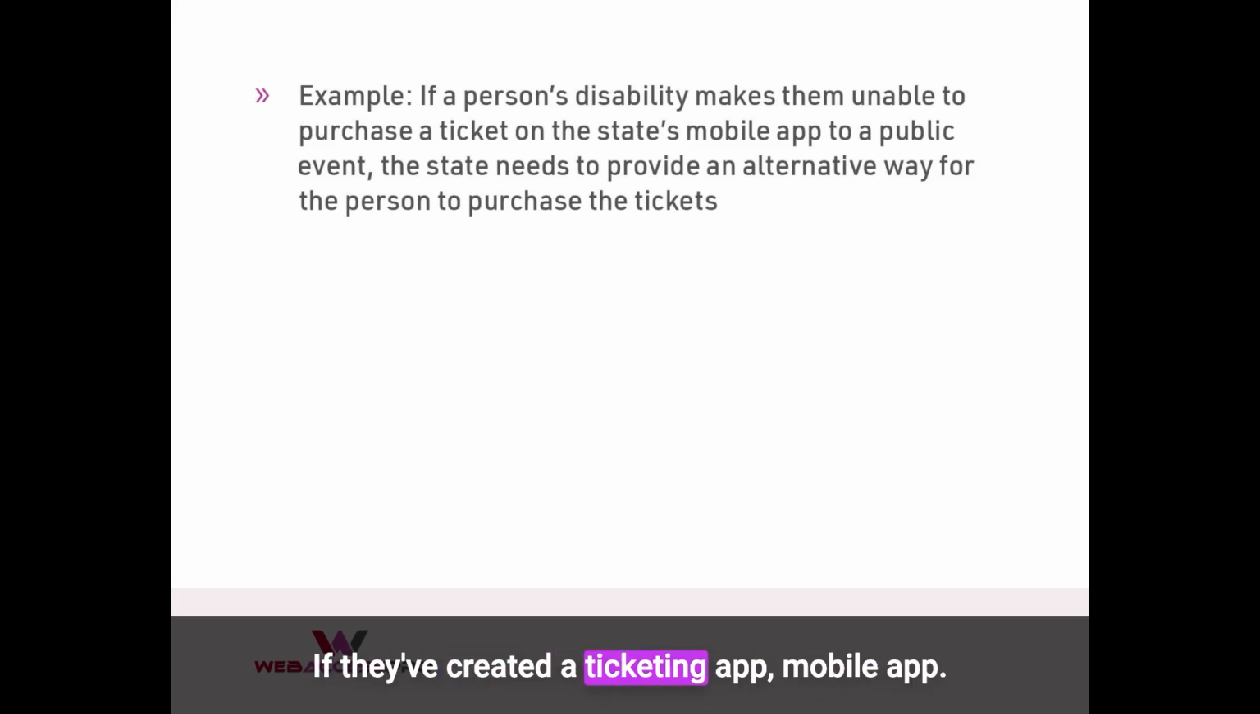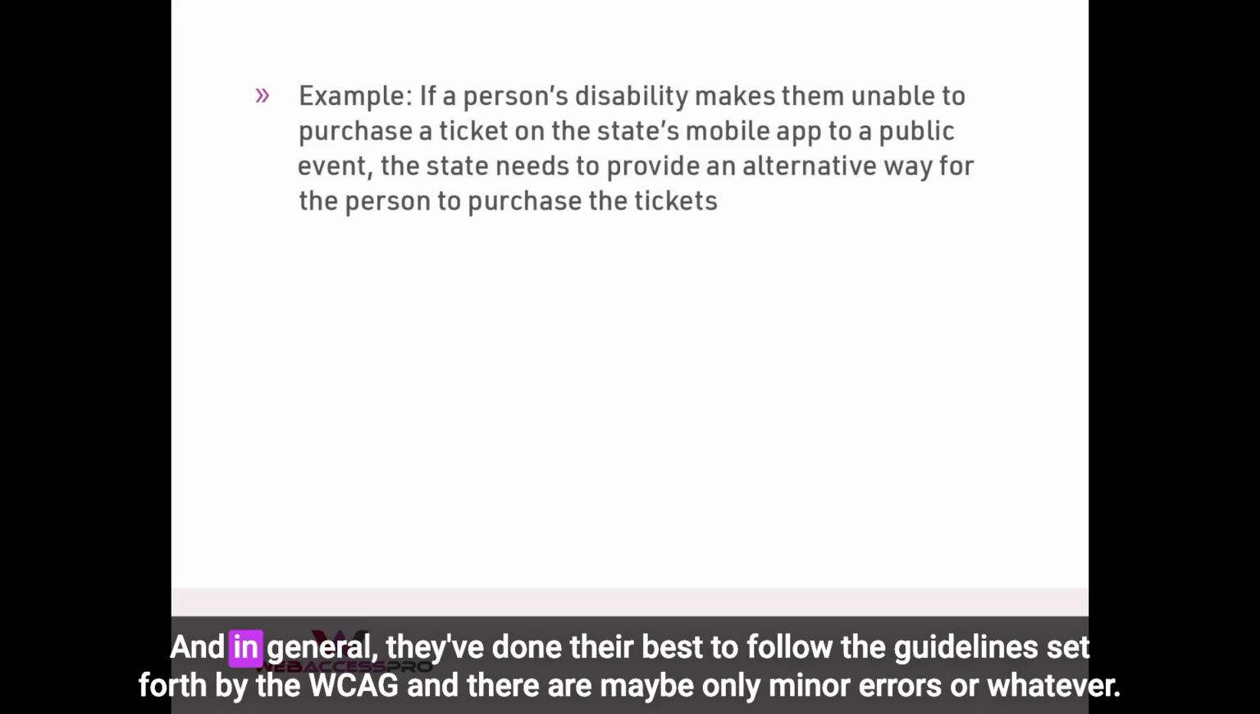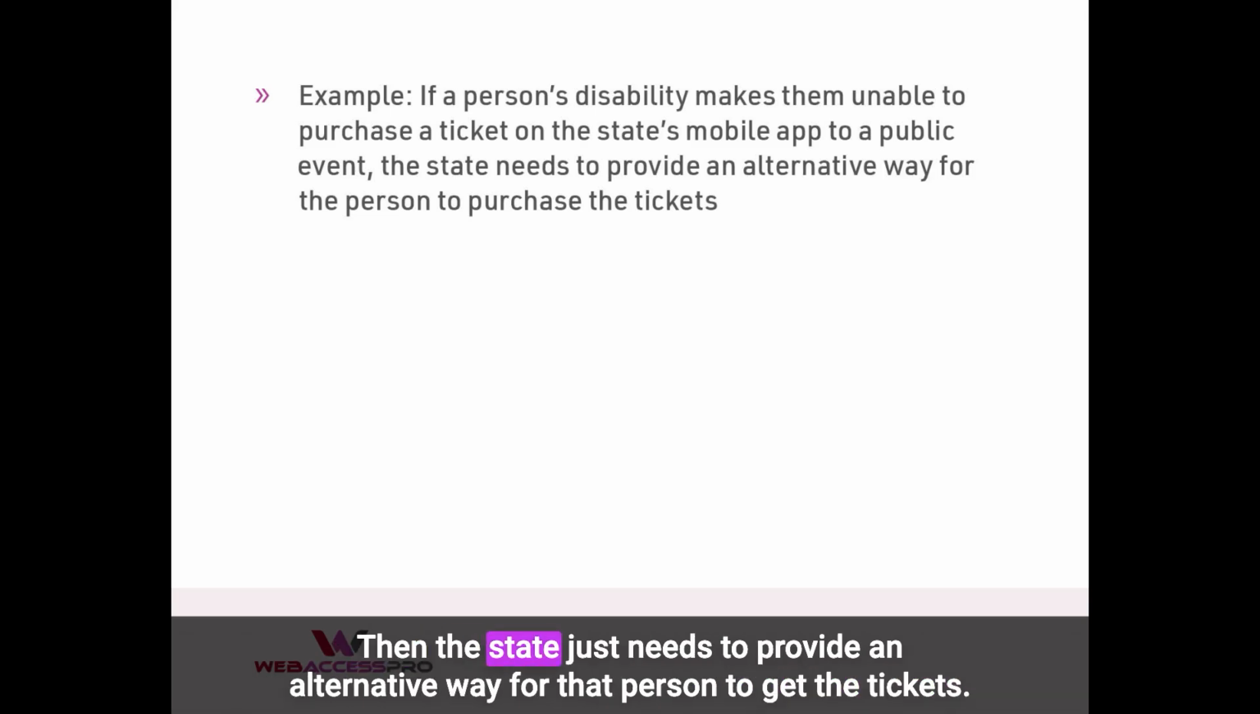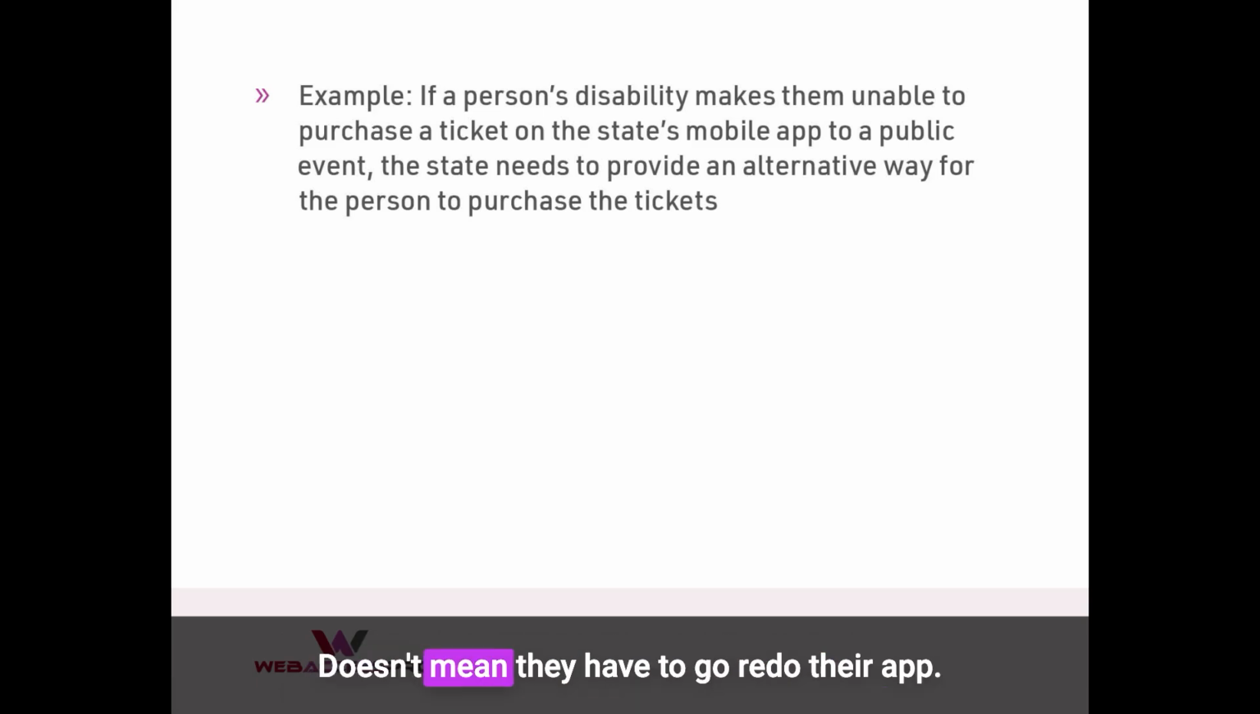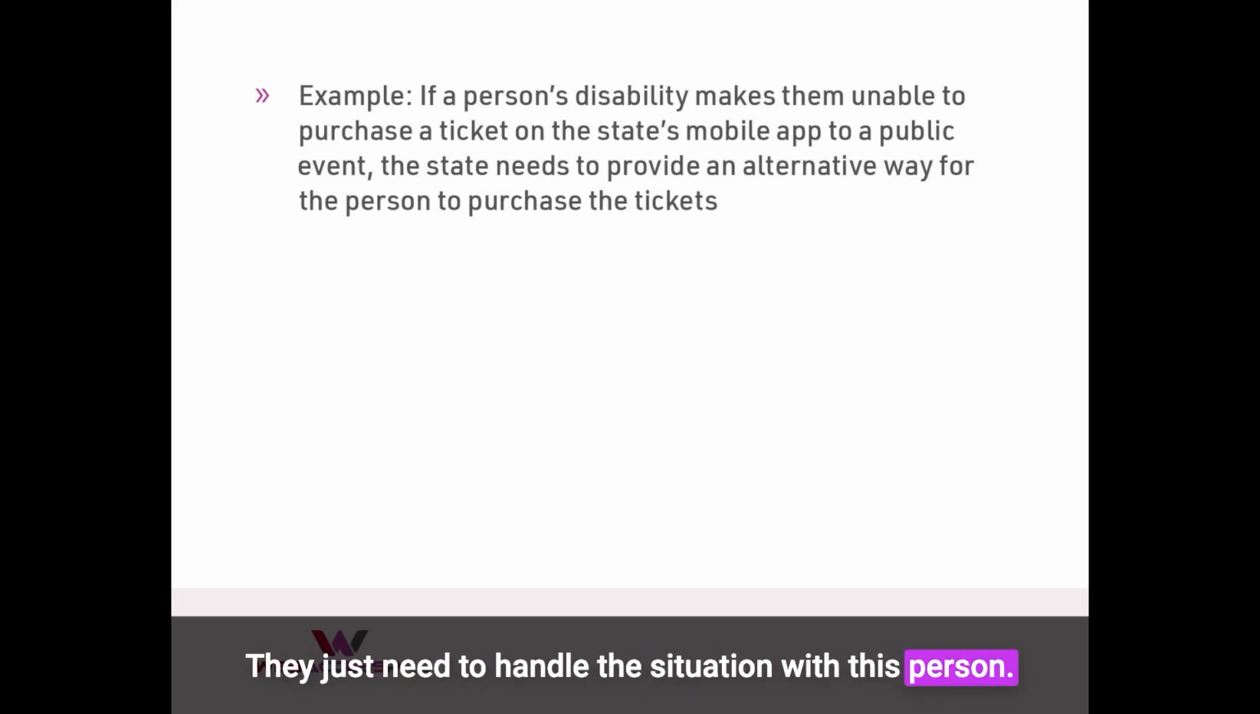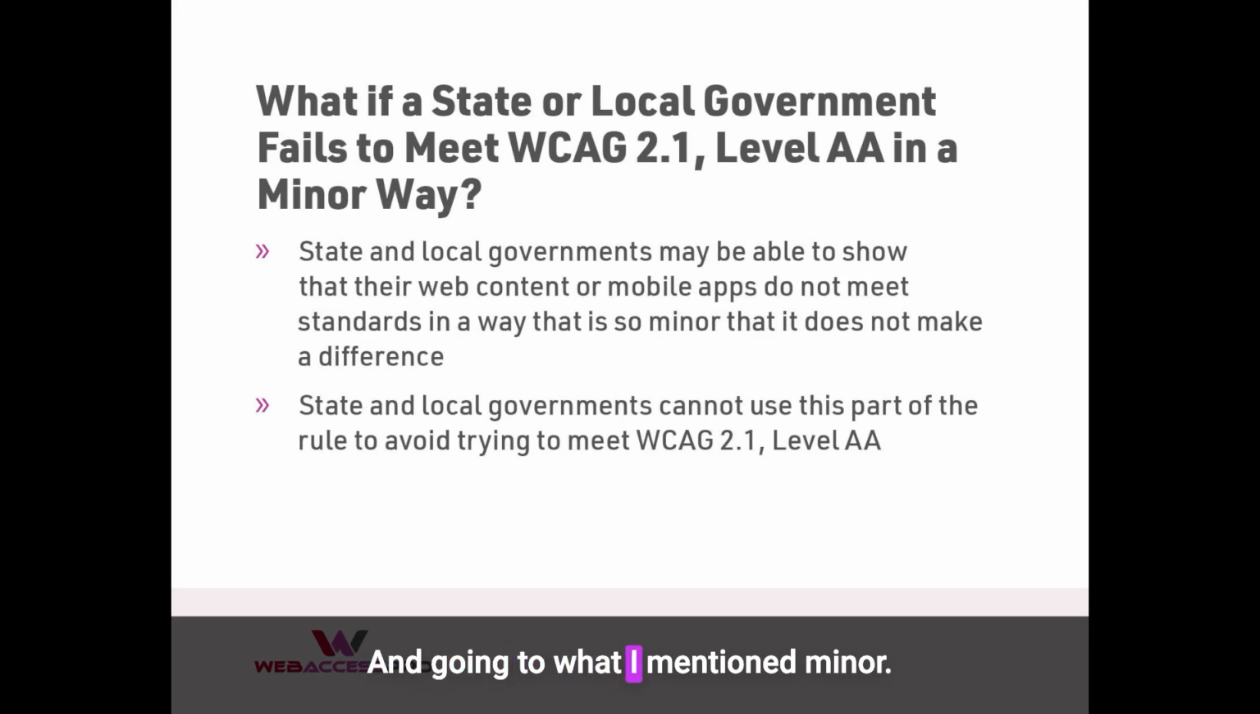If they've created a ticketing app, mobile app, and in general, they've done their best to follow the guidelines set forth by the WCAG, and there are maybe only minor errors or whatever, then the state just needs to provide an alternative way for that person to get the tickets. Doesn't mean they have to go redo their app. They just need to handle the situation with this person. And going to what I mentioned, minor.